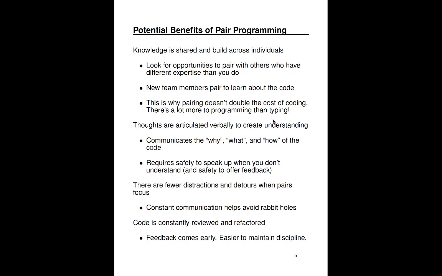When you have two people working on a problem, there are actually fewer distractions and detours when two people are focused. Again, that constant communication helps avoid rabbit holes. It's less likely that you'll get distracted by something else happening on your machine because there's someone there working with you to keep your eyes on the road. You're also getting constant and consistent review and feedback on your code. And because the feedback comes earlier, it's easier to maintain good software coding discipline. So you're more likely to refactor your code. You're not going to let little things slide like hard to understand names.